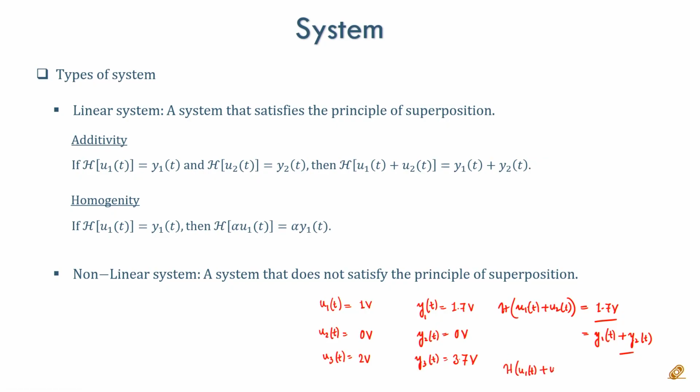But when we took U1 and U3 together, we got 5.7 volt, which is not equal to Y1(t) plus Y3(t). So if you come up with at least one pair for which either additivity or homogeneity is violated, you can say that the system is nonlinear. But to say that a system is linear, you actually have to show that for all cases additivity and homogeneity are satisfied. You cannot check for only one pair and say that, oh, the system is linear. No, you have to check for all cases.